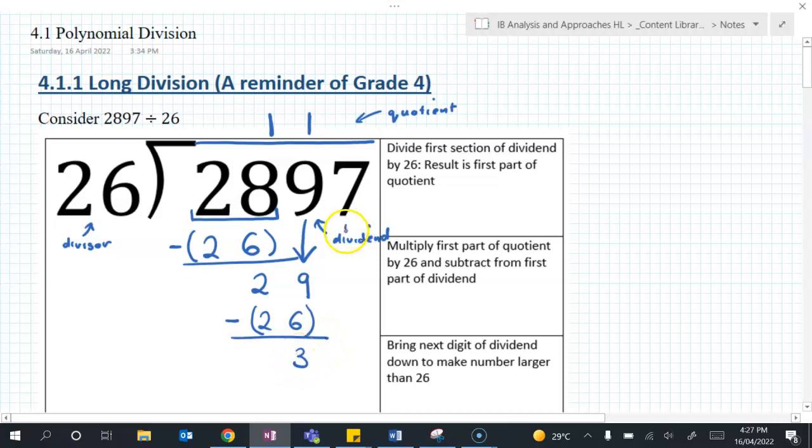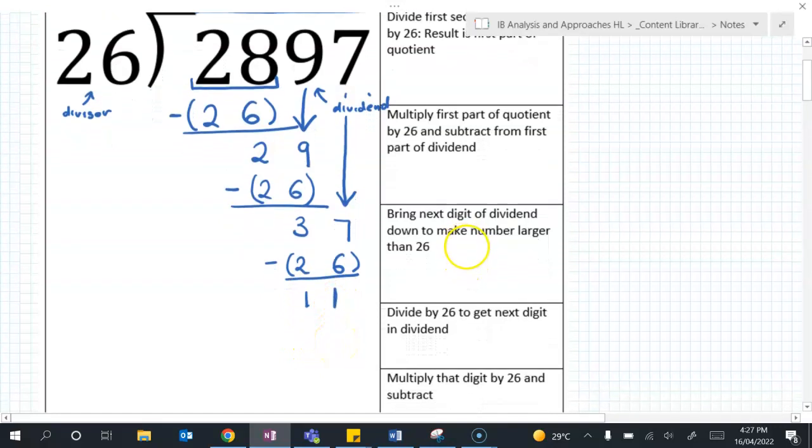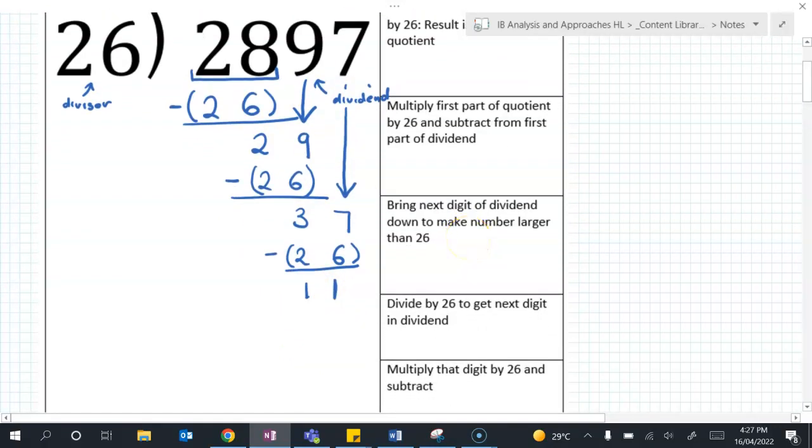And so then I bring down the last part of my dividend, which is the 7, and I think about 37 divided by 26, and that's also 1. And then I take the 1 and I multiply it by 26, so 1 times 26 just gives me 26, and I subtract those, and that gives me 11. And now I'm at the end of my dividend, and so this is my answer.